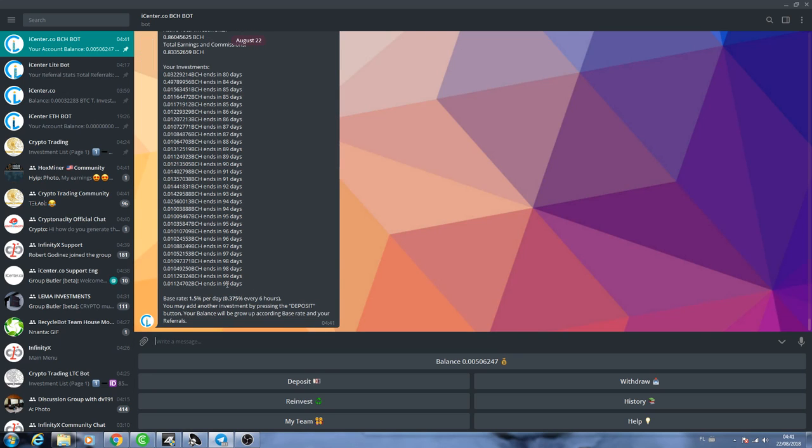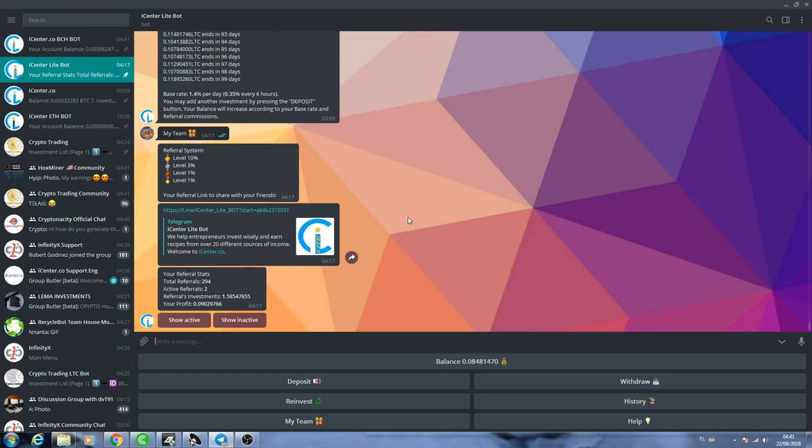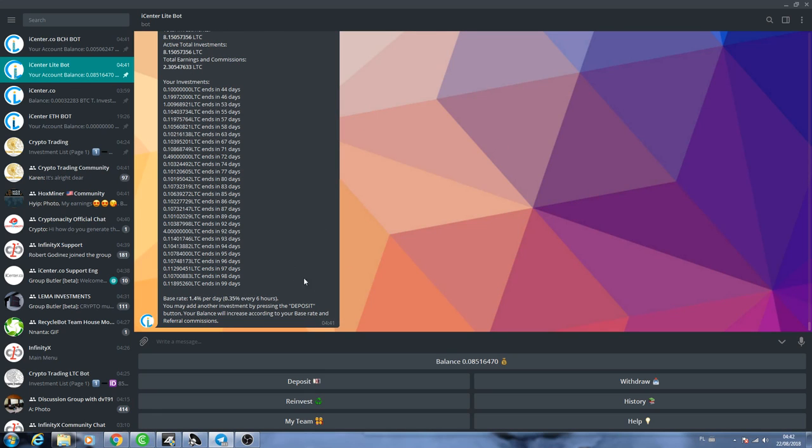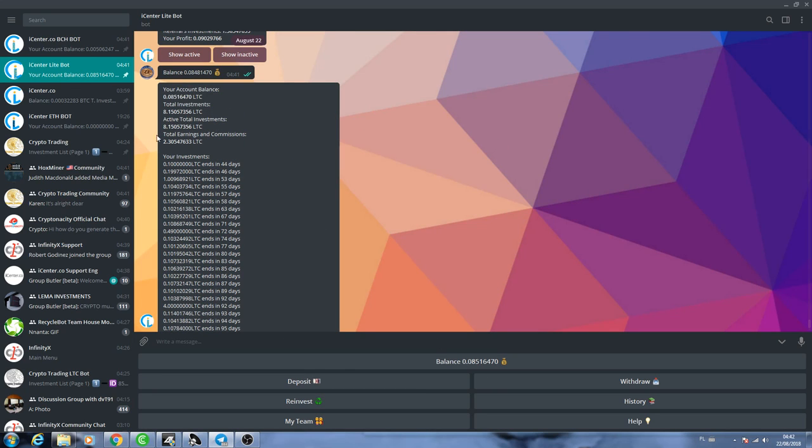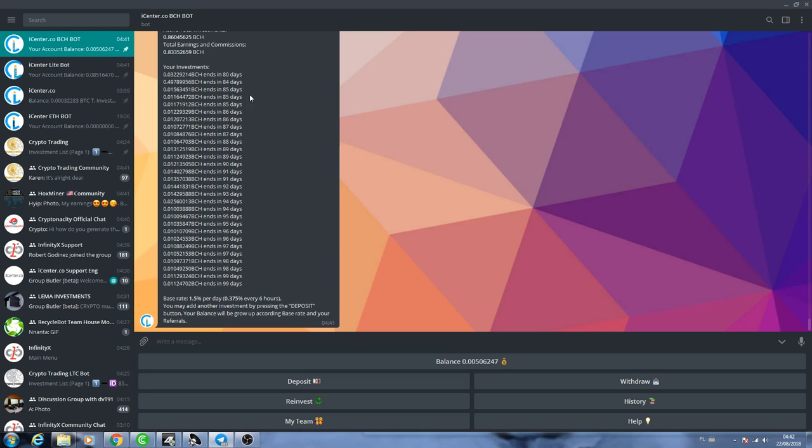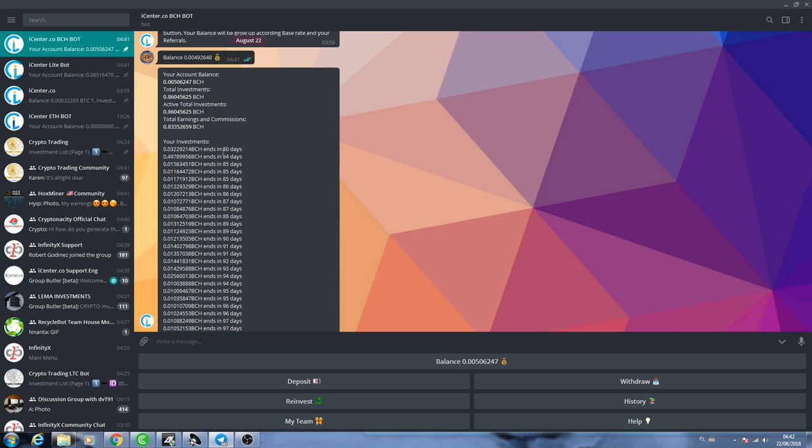What I want to show you quickly, iCenter, it's growing lovely, as you can see. I'm getting paid twice a day, and I'm reinvesting because I keep getting commissions. iCenter as well, I have two active referrals right now, growing lovely as well. But here I put in myself nearly 6 Litecoins. Okay, so this is all my own investment really. In Bitcoin Cash Bot, I just invested this little amount here, and the rest comes from commissions, from referrals.